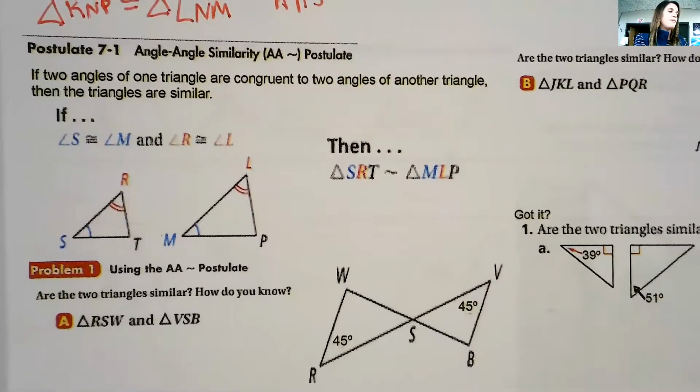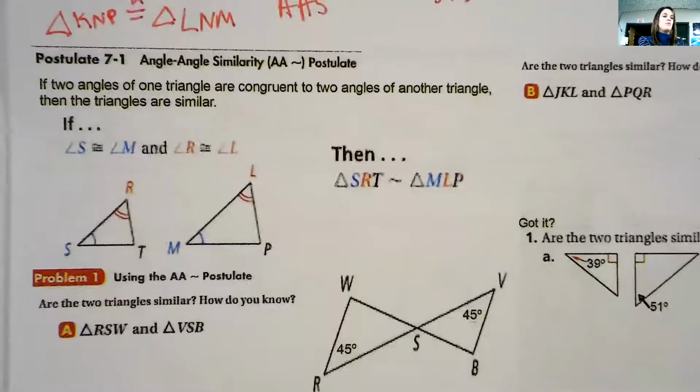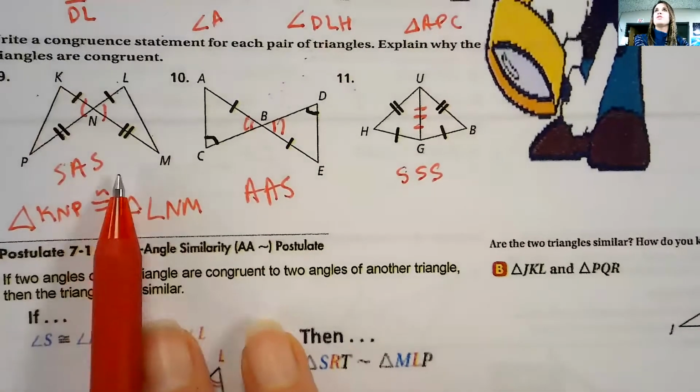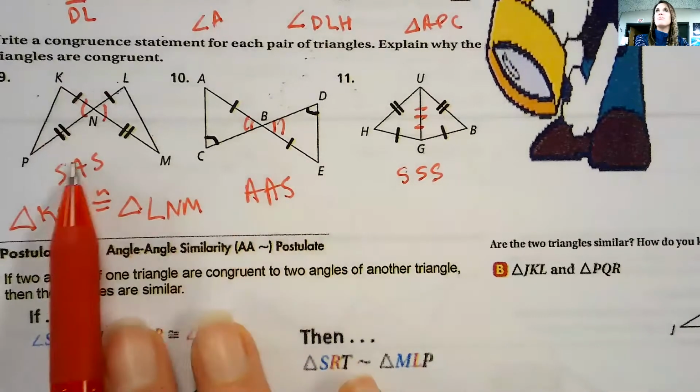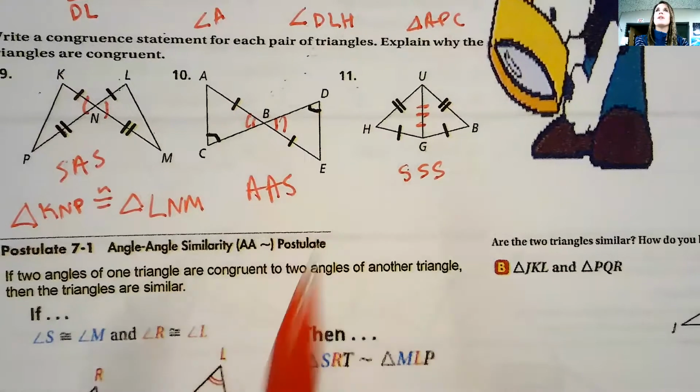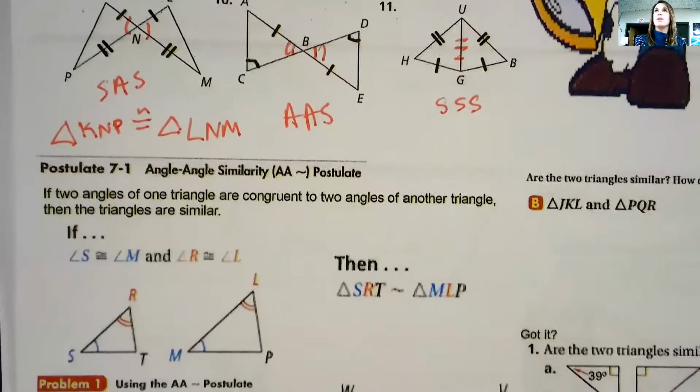All right, today we're gonna talk about proving triangles similar. So these last three, that was proving triangles are congruent. Those 3-letter ones, that's how we proved that triangles were congruent. Now we're talking about how we prove that triangles are similar.